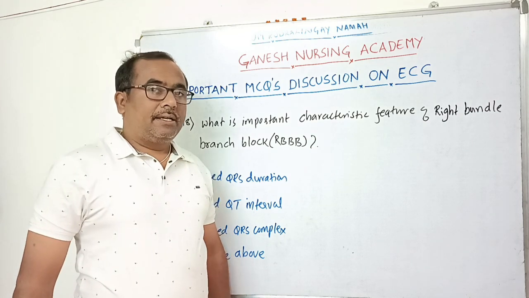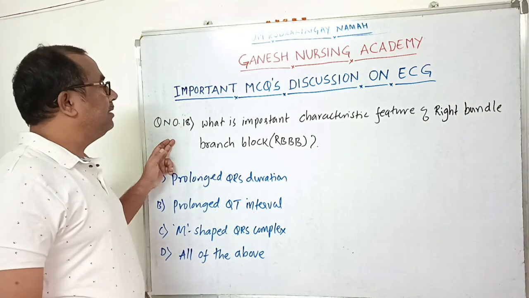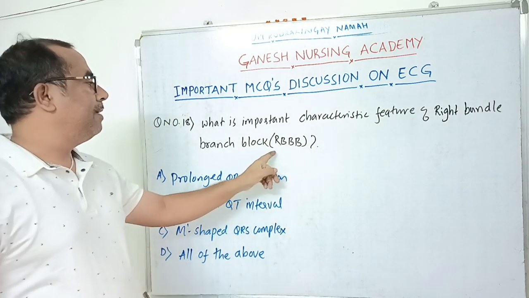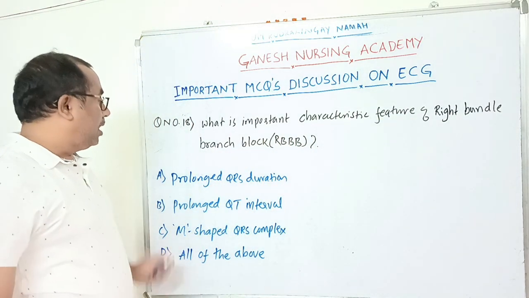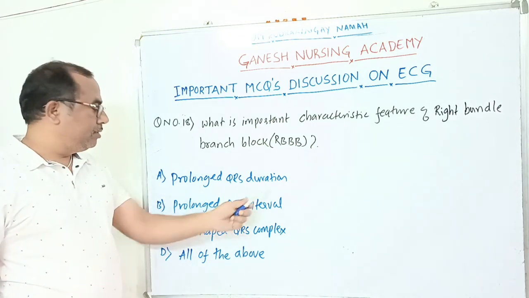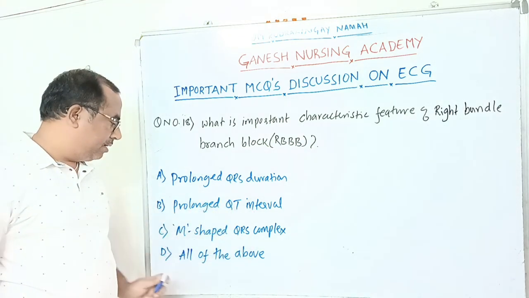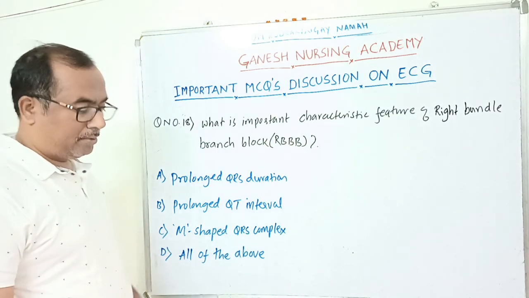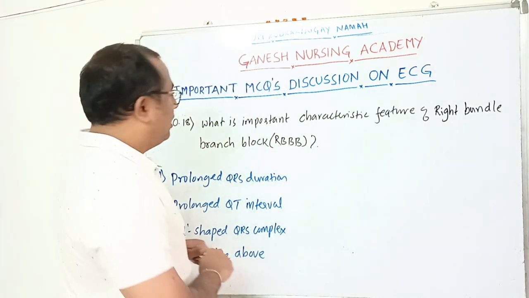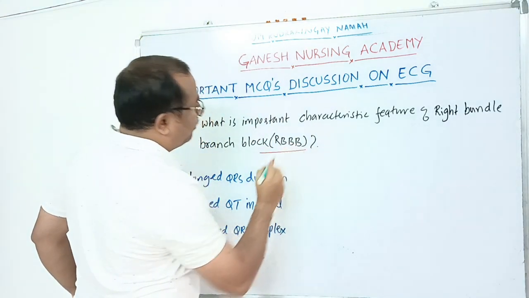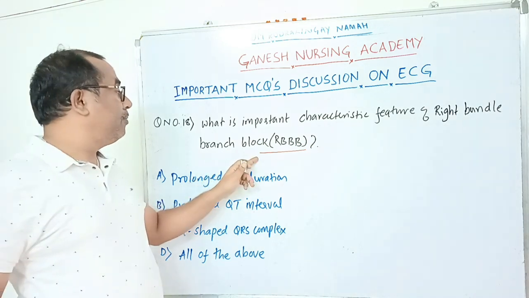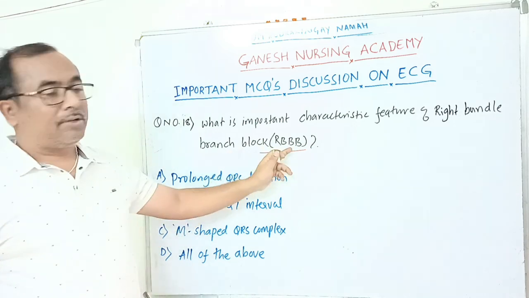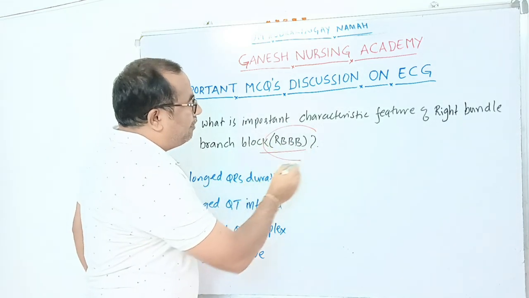Okay, dear aspirants, let's discuss the next question. Question number 18. What is the important characteristic feature of right bundle branch block? Options are: option A, prolonged QRS duration; option B, prolonged QT interval; option C, M-shaped QRS complex; option D, all of these above. So what happens in right bundle branch block? The key point in the question is the important characteristic feature of right bundle branch block.